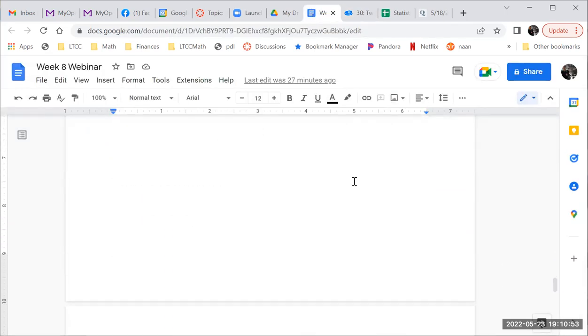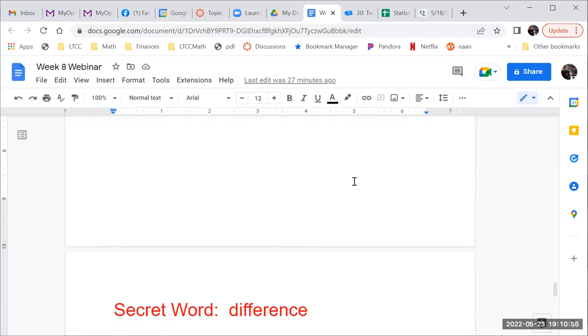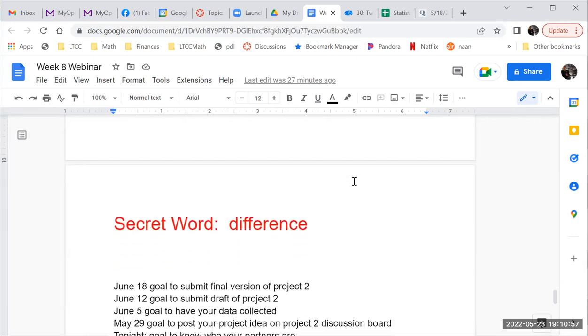Before we do project 2, any guess on what I'm about to do? Secret word. Okay, and the secret word for this week is difference, because this week is all about doing a hypothesis test for the difference between two means or two proportions. Is that clear? So write it down, make sure you got it. And now let's get into project 2.